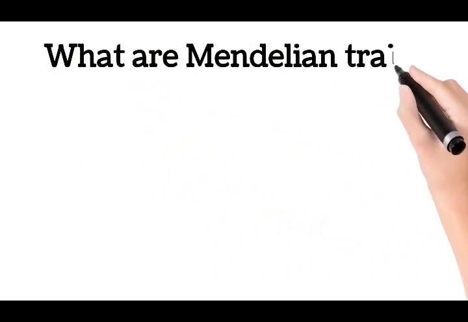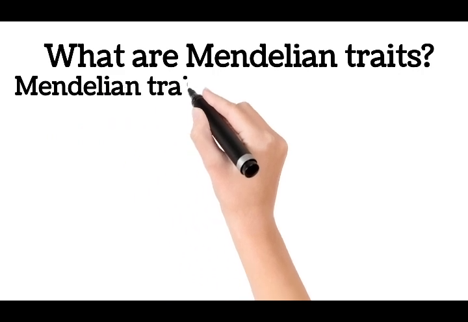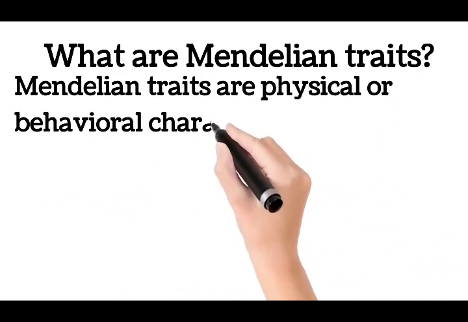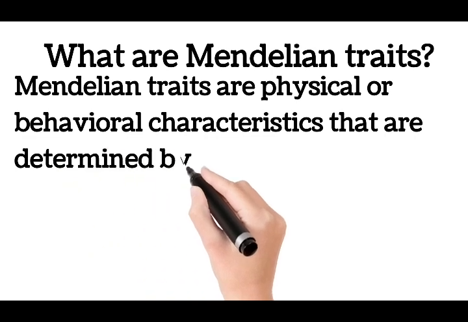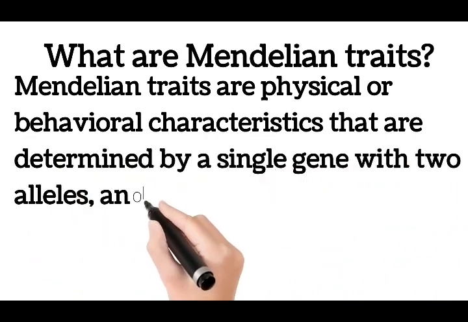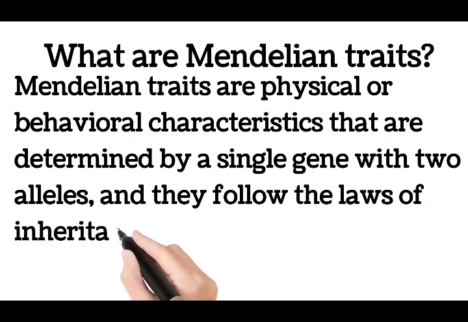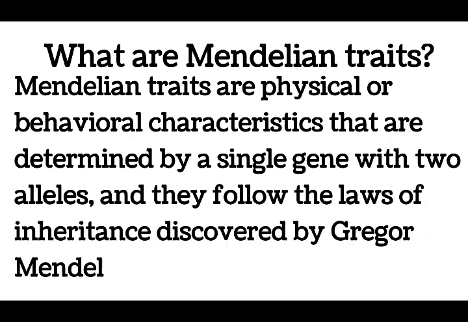What are Mendelian traits? Mendelian traits are physical or behavioral characteristics that are determined by a single gene with two alleles, and they follow the laws of inheritance discovered by Gregor Mendel. So there are three things that characterize a Mendelian trait. First, it should be governed by a single gene. The second is the genotype of that gene should be made up of two alleles, and the third is it should follow Mendel's law, which is Mendel's law 1 and Mendel's law 2. So if we say that height is a Mendelian trait, it should have a genotype with two alleles following Mendel's laws.